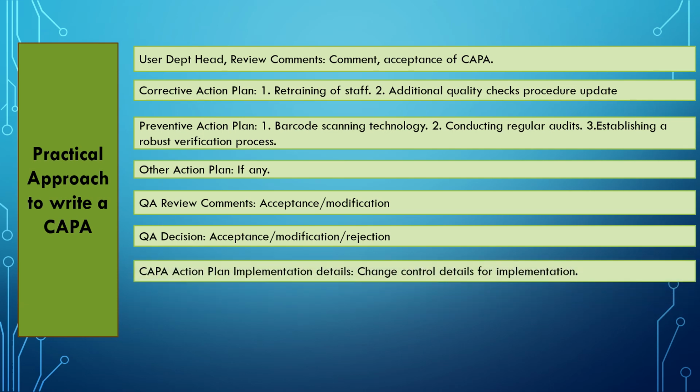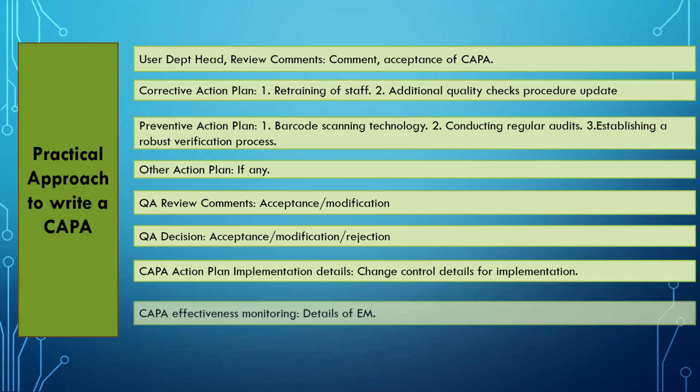After this, the related user department will complete the action plan and provide the details of change control for the implementation, right? In the pharmaceutical industry, if any changes are required, they should be completed through the change control process. I will make another video on the change control process to understand it, right?